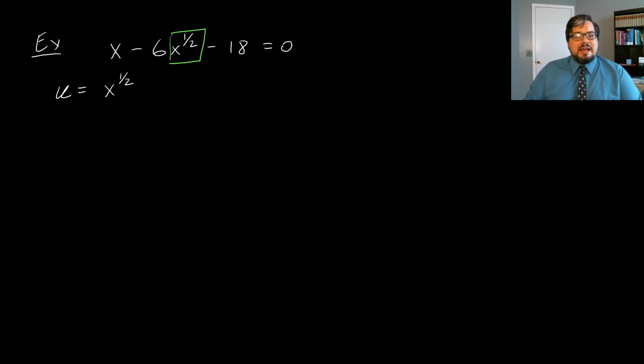Now, if u is x to the 1/2, that lets us substitute for the x to the 1/2 part, of course, but we need to figure out how to substitute for x. So what we can do is manipulate this equation. If u is x to the 1/2, what we can try doing is squaring both sides to get u squared is equal to x, because x to the 1/2 squared.